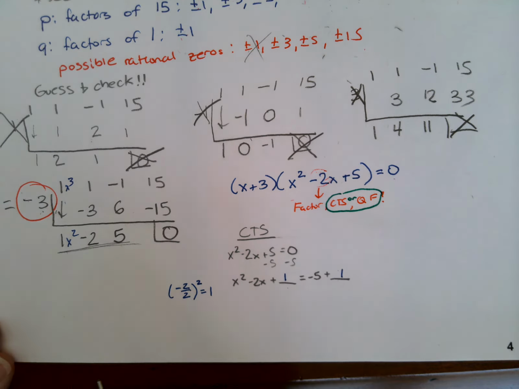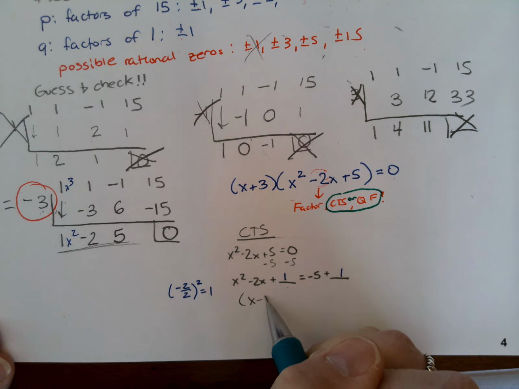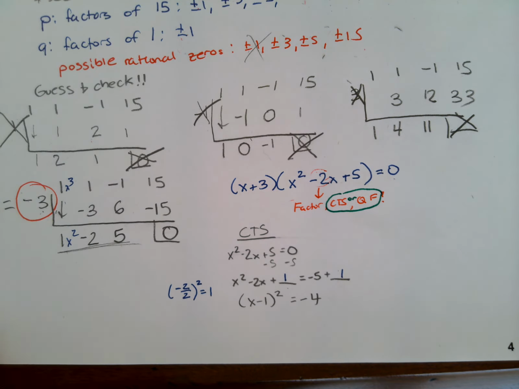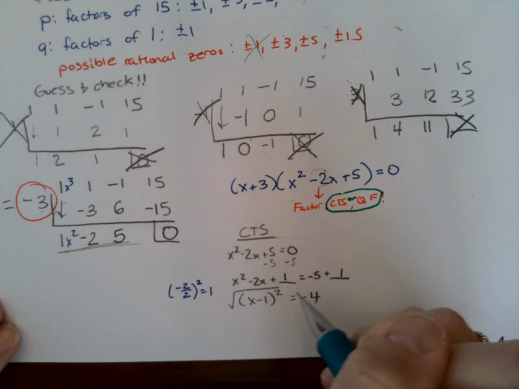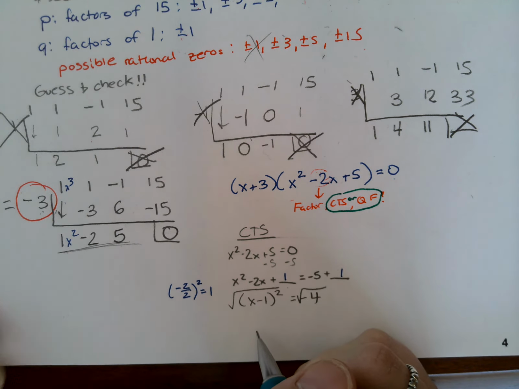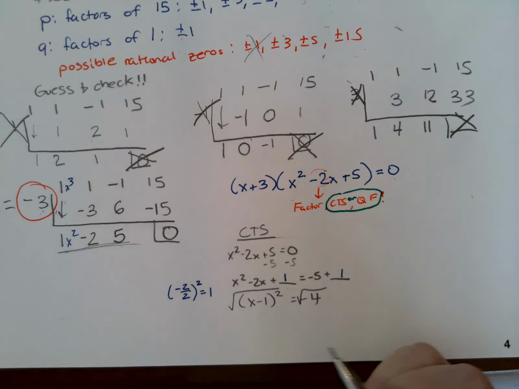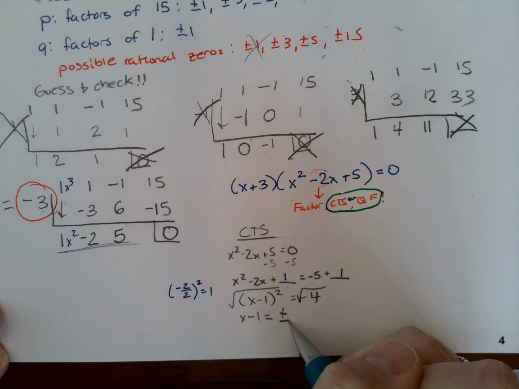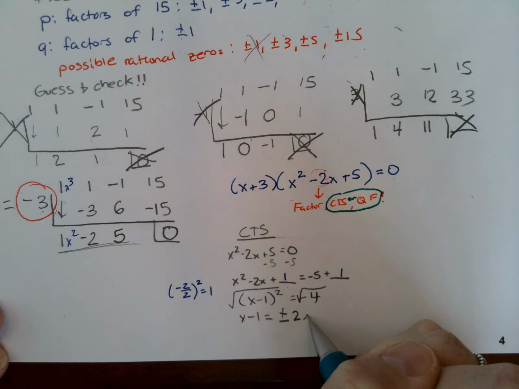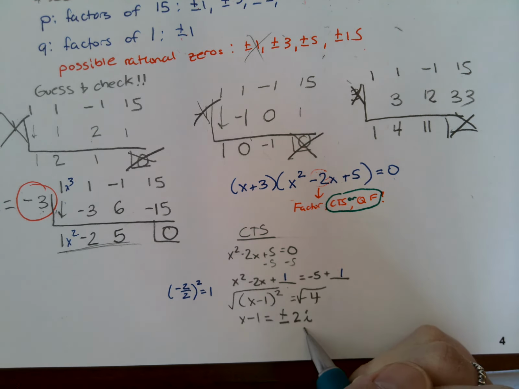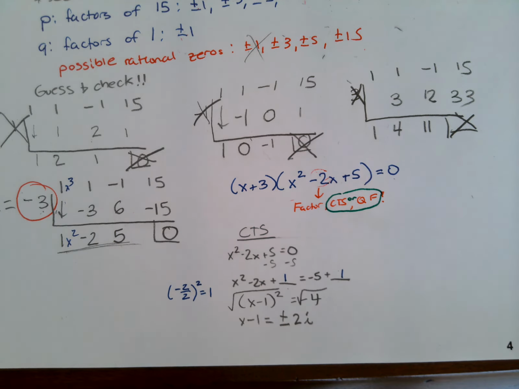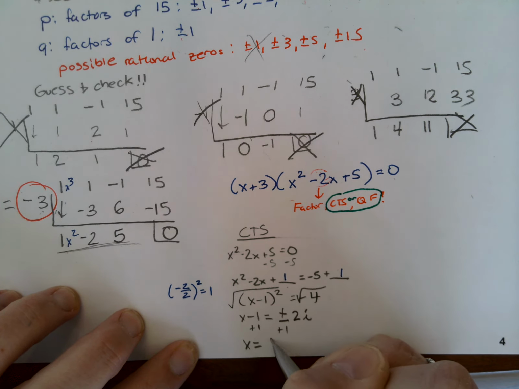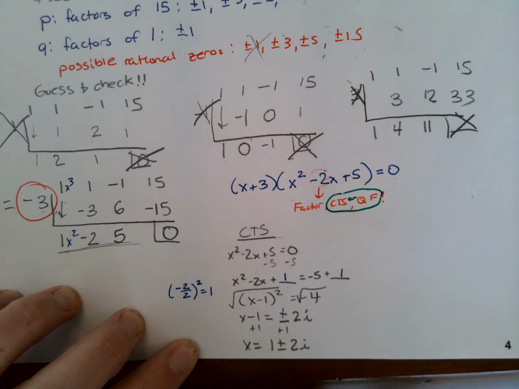Factor the left, simplify the right. Get x minus 1 squared equals negative 4. Now, take the square root of both sides, because I'm solving, so I don't want to find it in vertex form. I want to find the solutions. So I'm left with x minus 1 on this side, plus and minus 2i. Remember that negative makes it an i. Square root of 4 is a 2. Now my last step, add my 1. So x equals 1 plus or minus 2i.